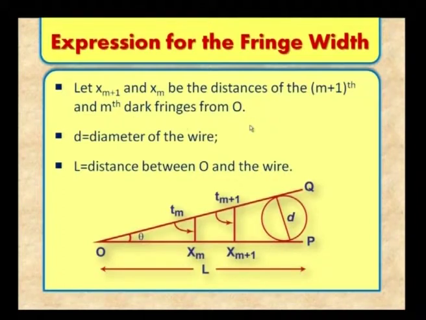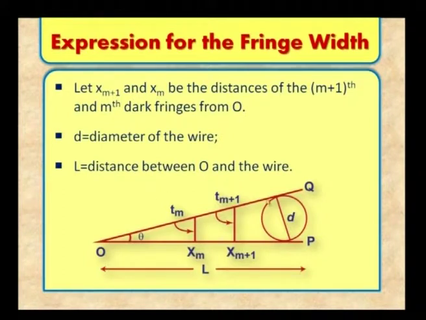It doesn't matter whether you concentrate on bright bands or dark bands. Now you are concentrating on the mth dark band. Here the film thickness is Tm. For the m plus 1th, the next band, because the air gap thickness is increasing, it is Tm plus 1. Obviously Tm plus 1 will be greater than Tm, as is seen in the diagram.